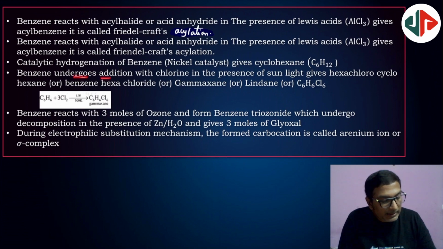Benzene undergoes addition reaction with chlorine in the presence of sunlight to give gammexane or lindane or benzene hexachloride. Next, benzene reacts with 3 moles of ozone to form 3 moles of glyoxal. Next, during the electrophilic substitution mechanism, the carbocation formed is known as the arenium ion or sigma complex.